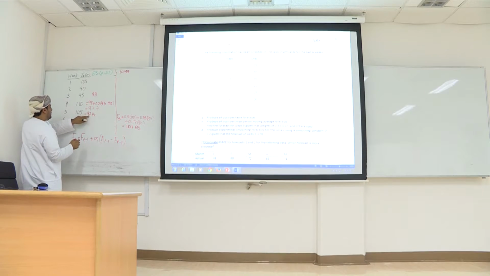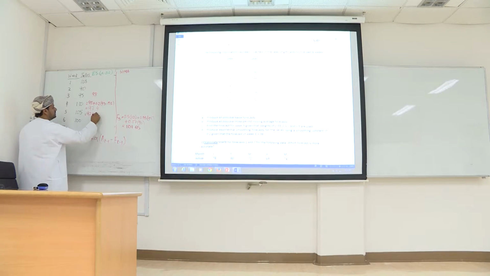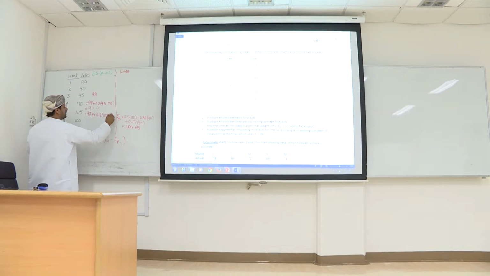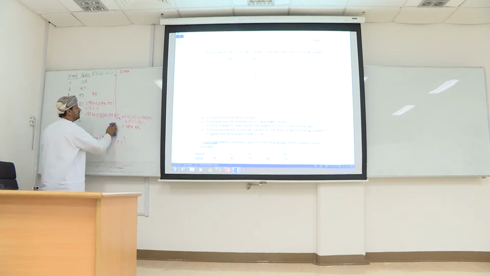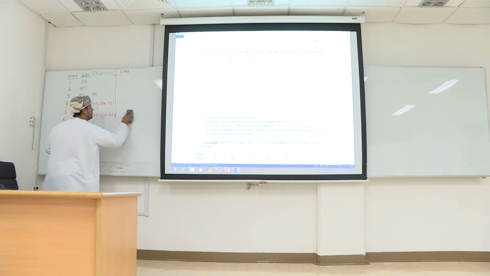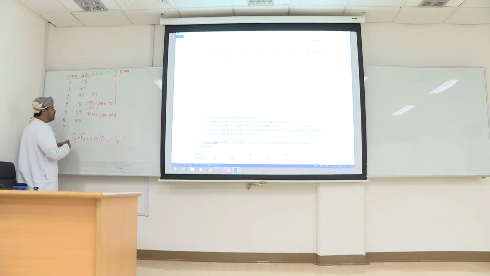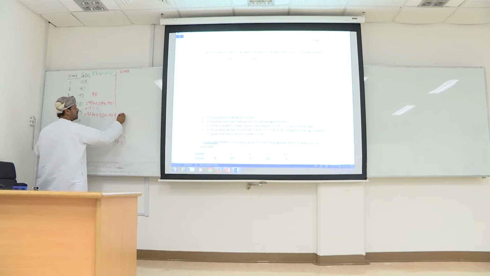Now the second one is with the previous forecast, 97.4, plus 0.2 multiplied by the actual, which is 110 this time, minus 97.4. Let's take this one off, so we have more space. That equals 99.92.